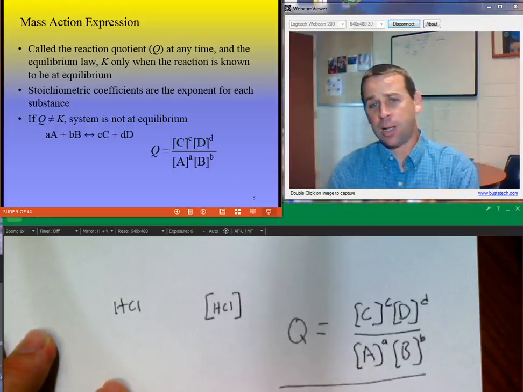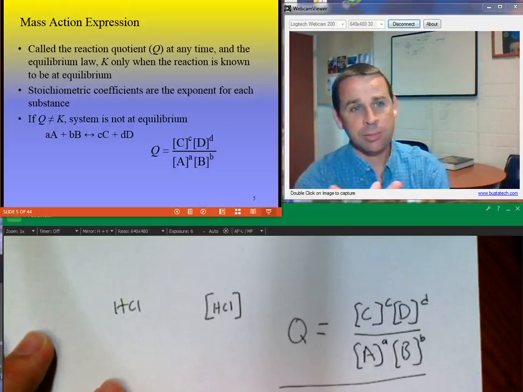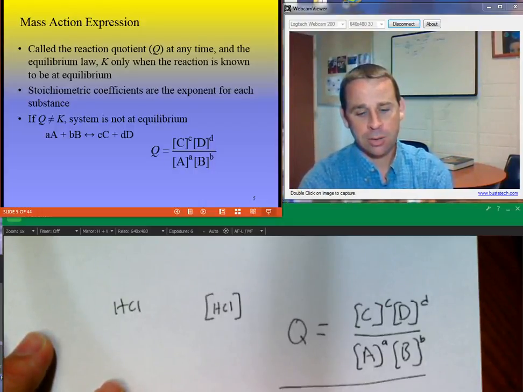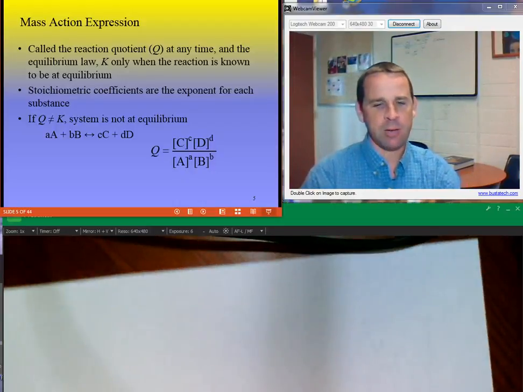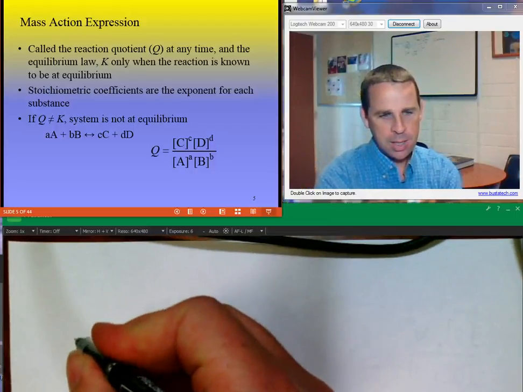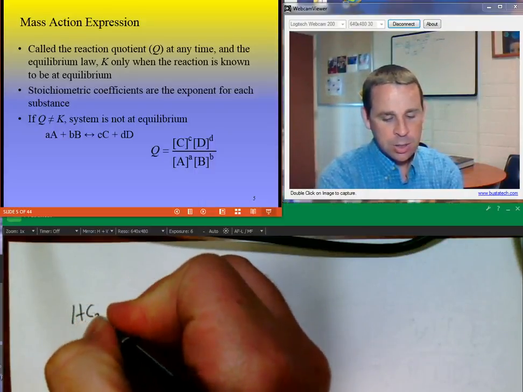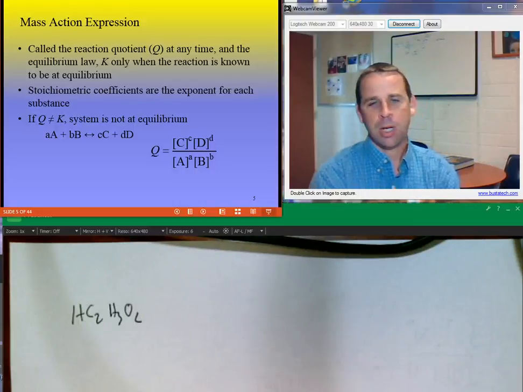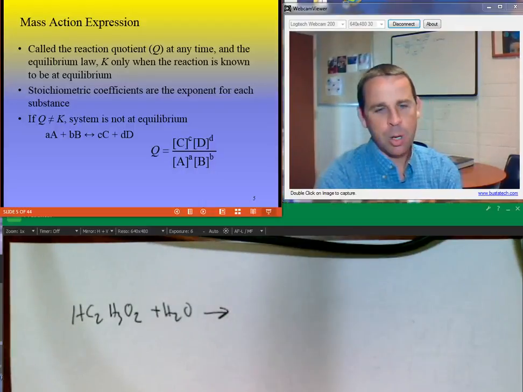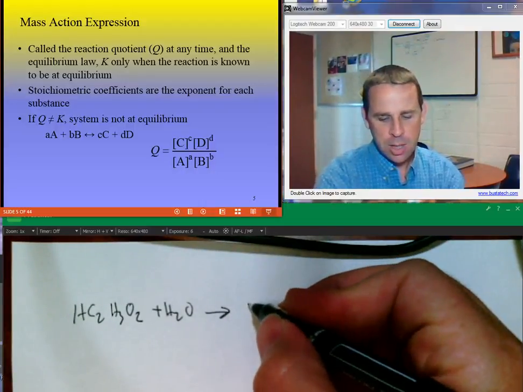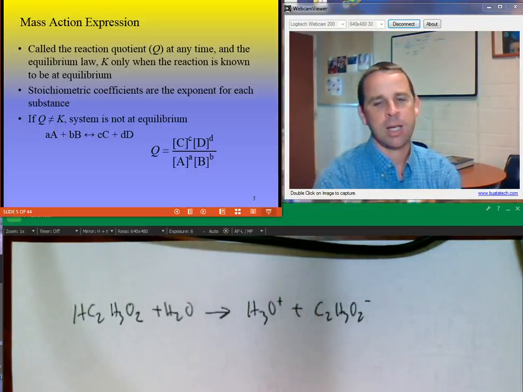Now, Q might not necessarily be at equilibrium, right? Initially, when you're given a reaction, it might not be at equilibrium. For example, if I have a chemical reaction of a weak acid, I'm going to put in this weak acid, HC2H3O2. This is our acetic acid again. I'm going to put that in with water. And the products of this reaction are going to be, again, H3O plus and C2H3O2 minus, the acetate ion.